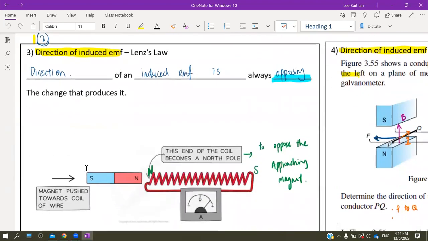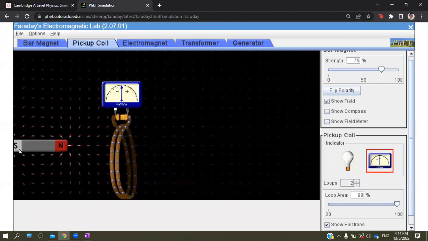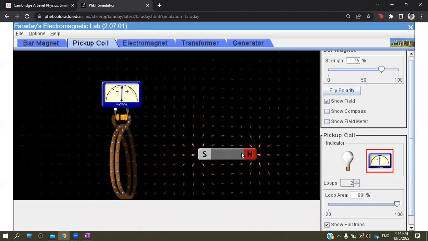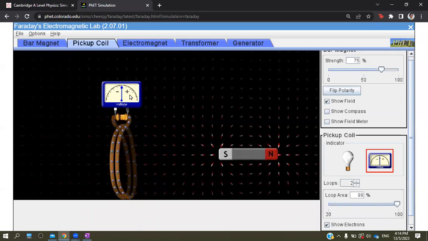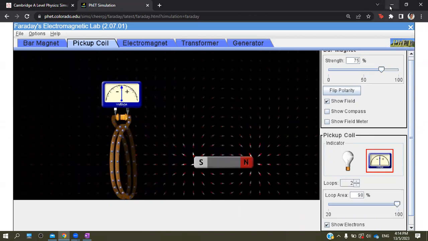The second thing that we learn is actually the direction of this induced current. Okay, so the direction of the induced EMF is always opposing the change producing it. So it's 反对党, they oppose you. So let's say, for example, when we move the magnet bar in, let's say I put back the meter here. When I move the magnet bar in, it goes to the negative side. When I move it away, it goes to the positive side. Okay, so let's say, for example, if I want to know whether the direction of the current is positive or negative, I got two methods.